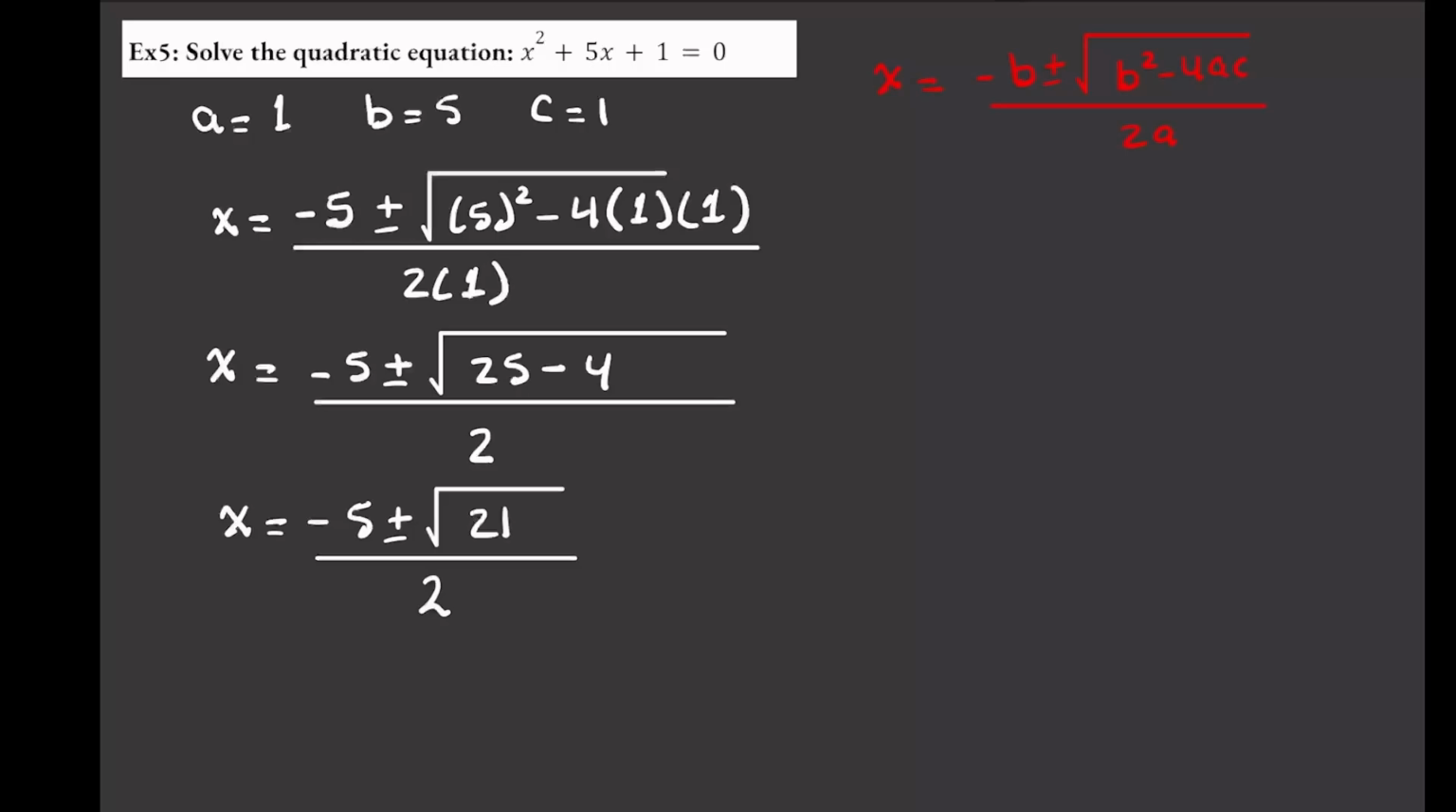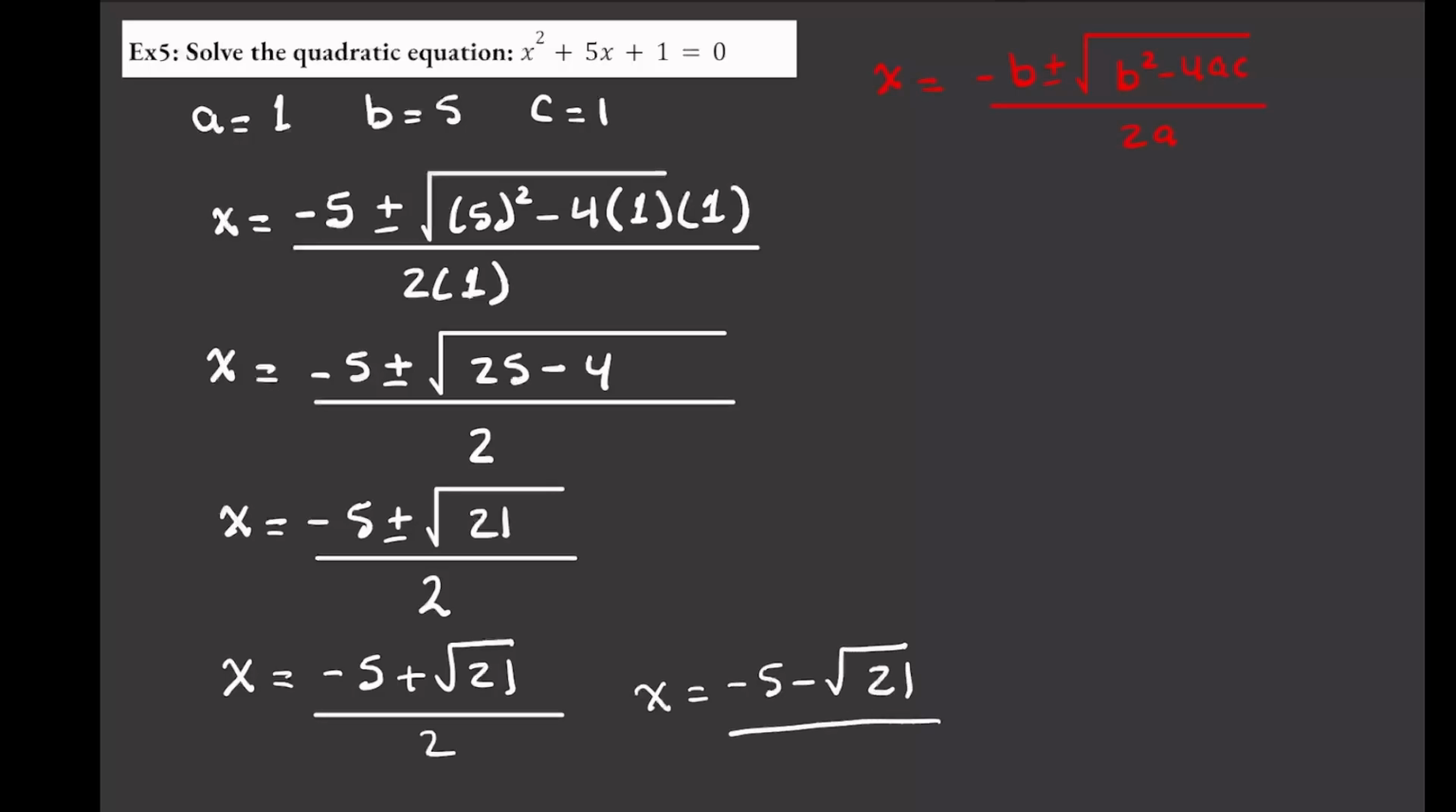And I can always separate my answers to write the positive value of the square root and the negative value of the square root separately. So now here it'd be x equals negative 5 plus square root of 21 over 2, and x is equal to negative 5 minus square root of 21 over 2. You can use a calculator to evaluate your value.